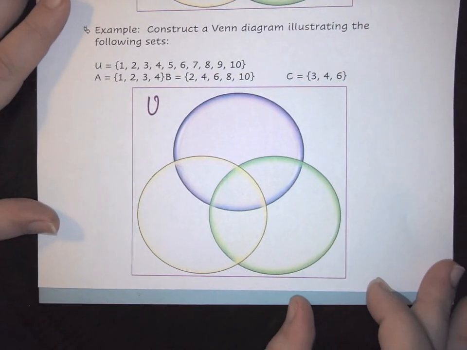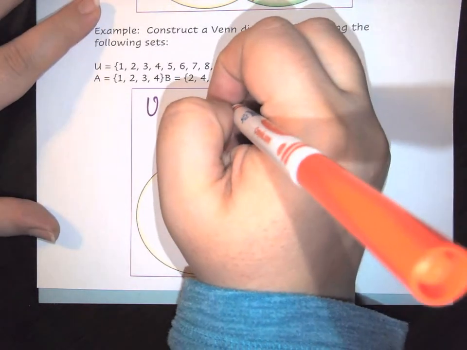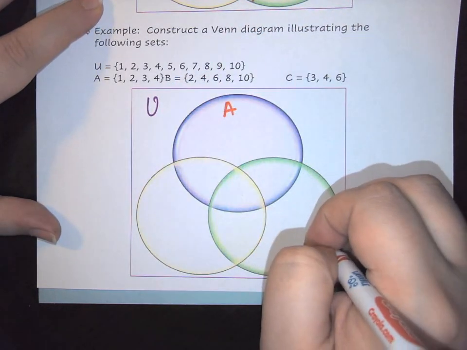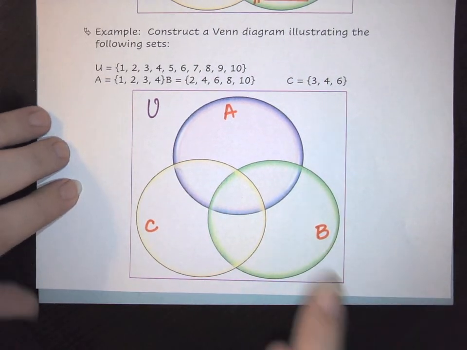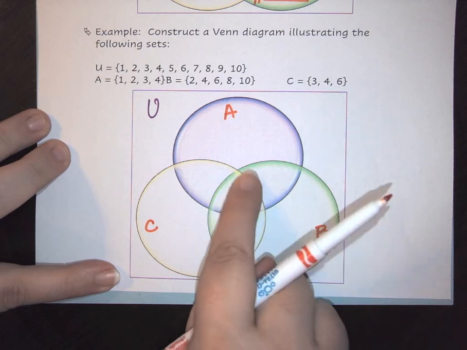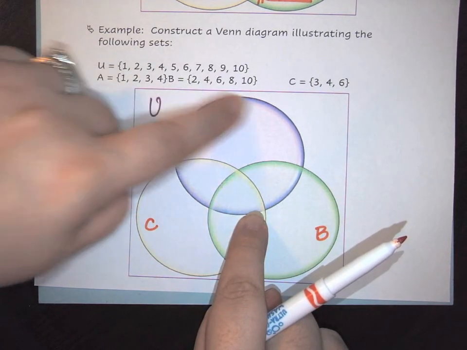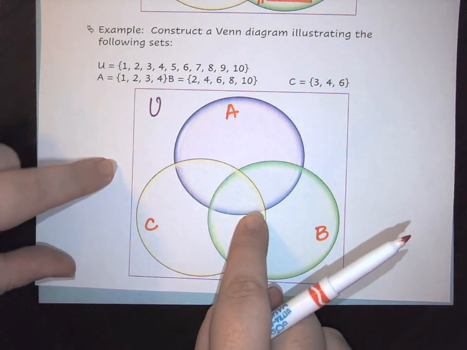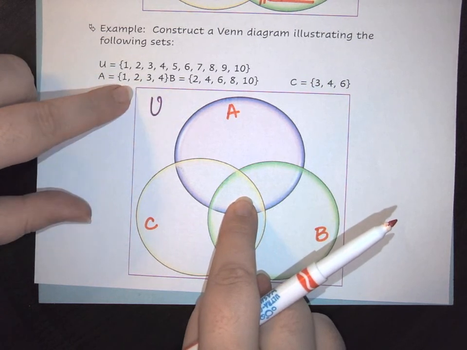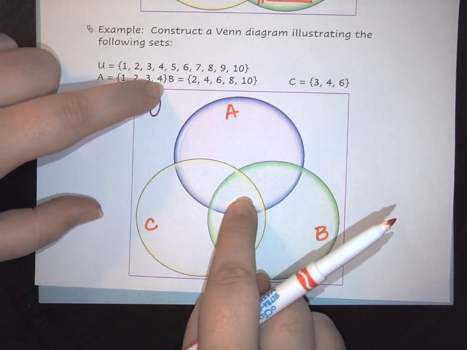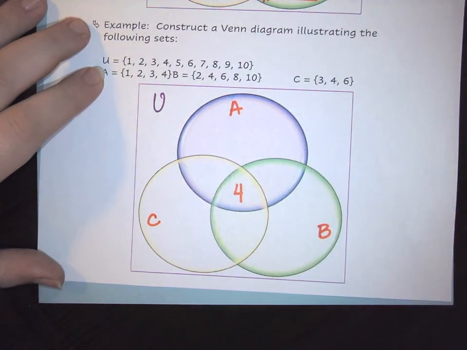Alright, last, let's go ahead and construct this with numbers. So again, go ahead and we can label. We've got A, B, and C. So when we talk about starting with the intersection, the first thing I would do is start with this absolute center. So you want to look at your sets A, B, and C, and you want to look for the value or the numbers that all of them have in common. So all of them, if you look, have this number 4. So the 4 goes in the middle.